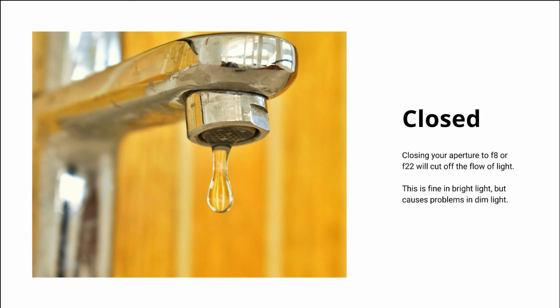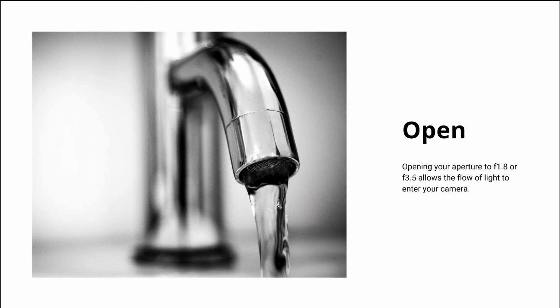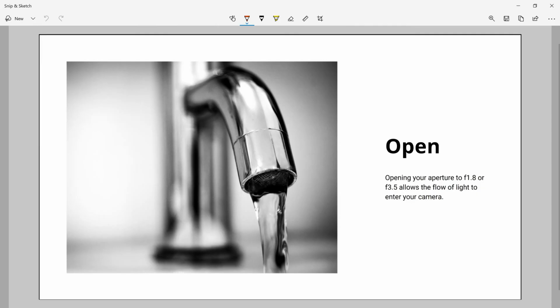Now, remember that this is also connected to whether your background will be in focus or not. And you notice in this photo that this part of the tab is in focus and then this part is blurry. This is because I guarantee they're using an aperture of 1.8 or 3.5. So on the one hand, if they're in a dim lighting situation, they got lots of light coming in, plus they get a blurry background. So two things end up happening.